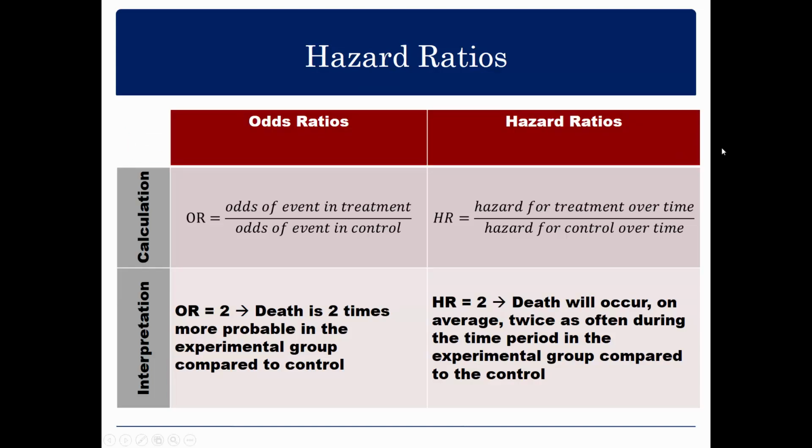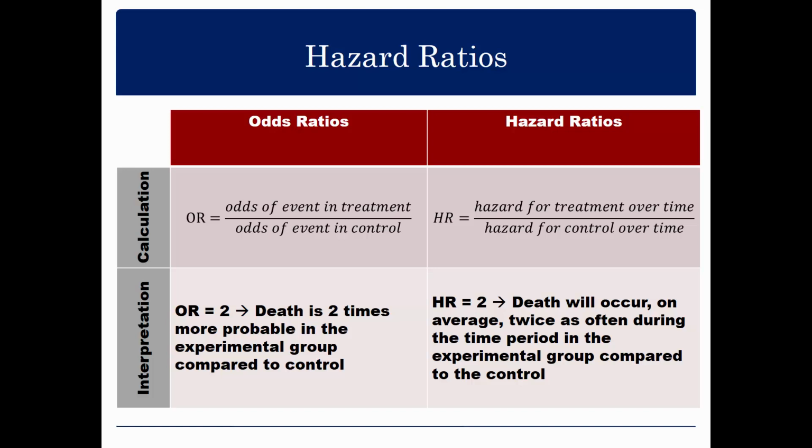So most people are familiar with odds ratios and hazard ratios, but what is their difference? Odds ratios, again, is the ratio of the odds of an event occurring in the treatment relative to the control. The hazard ratio is the risk or hazard. And these mathematically have a slightly different meaning. If both of these have a value of 2, for the odds ratio, we can say that death, or the event, is 2 times more probable in the treatment group compared to the control.